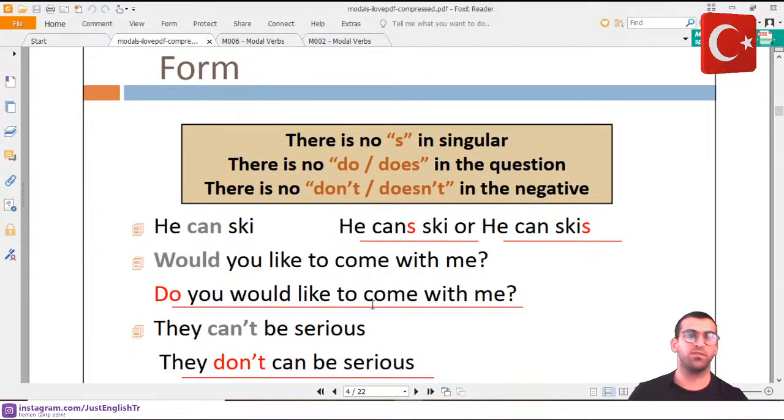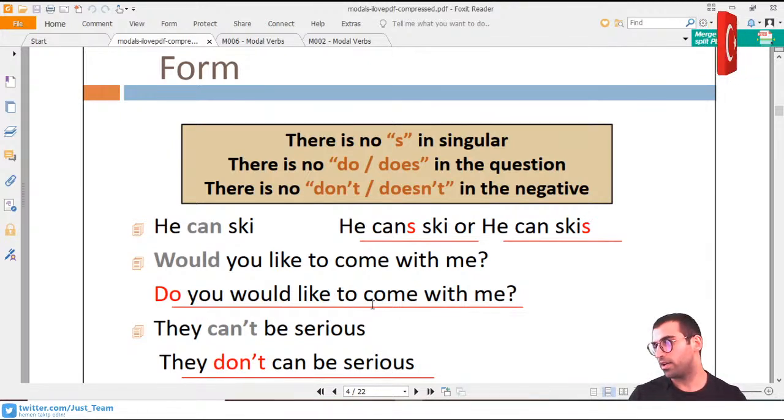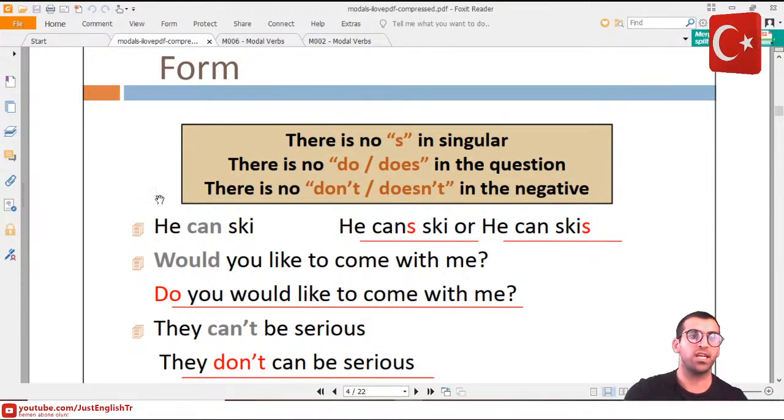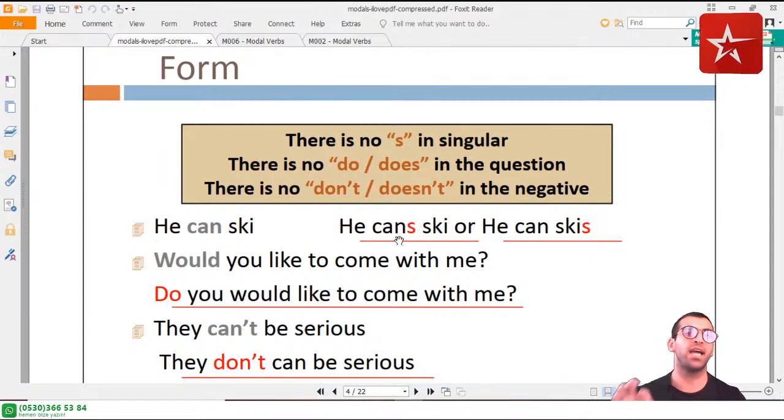Let me show you the form of the modal verbs that we are using in English. There's no s in the singular. For example, in the present simple, we say I work, you work, he, she works. It changed. This is the present simple, and we change the verb by adding s, like work, works, read, reads. But with modal verbs, he can ski, or he can skis? It is wrong. It's completely wrong. We don't add s to the end of the modal verbs. Can, could, may, might. That's it.